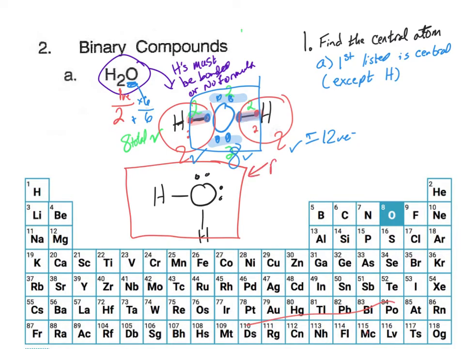When you're providing the answer on the test, I don't want to see the circles around these electrons. That's not what I'm looking for. Those are just to show you how to count the number of electrons. So what I expect to see is something like this.